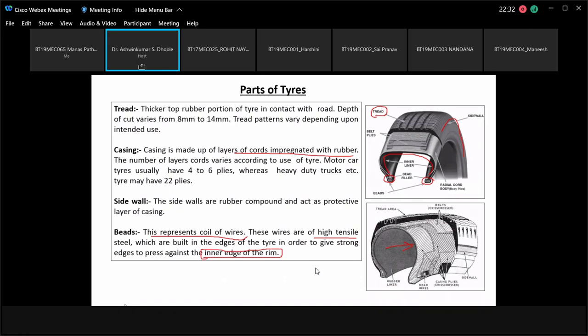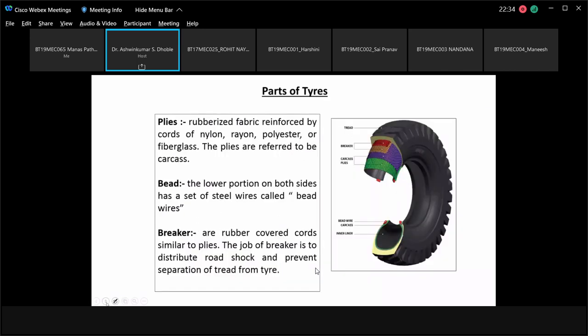Okay, so now going to the next thing, the parts of the tire. This shows you clearly what the things are. Plies: rubberized fabric reinforced by parts of nylon, rayon, polyester or fiberglass. The plies are referred to as a carcass. So this is the carcass of the plies.